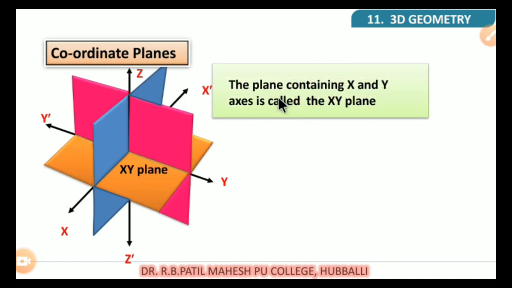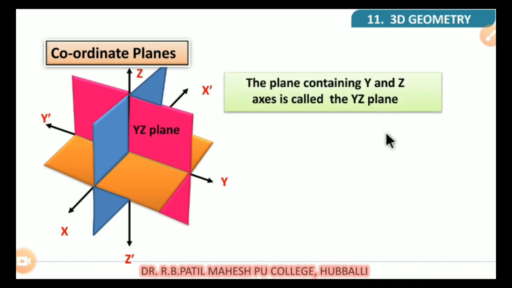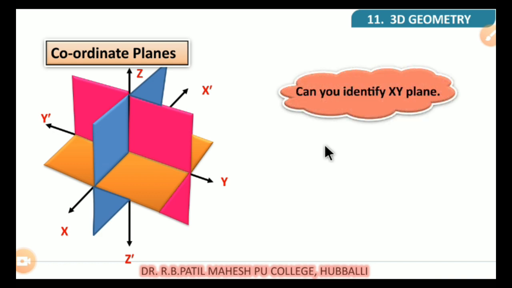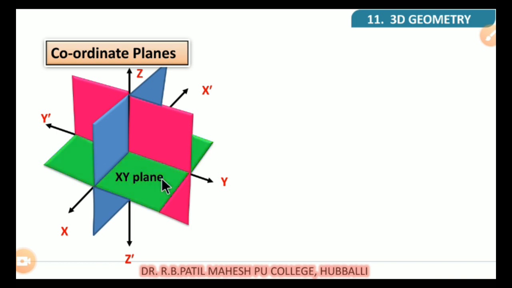See here, the plane containing x and y axis is called the xy plane, and the plane containing x and z axis is called xz plane, and similarly the plane containing z and y axis is called zy plane. So can you identify xy plane here? See this blinking plane is called xy plane because it contains x and y axis.